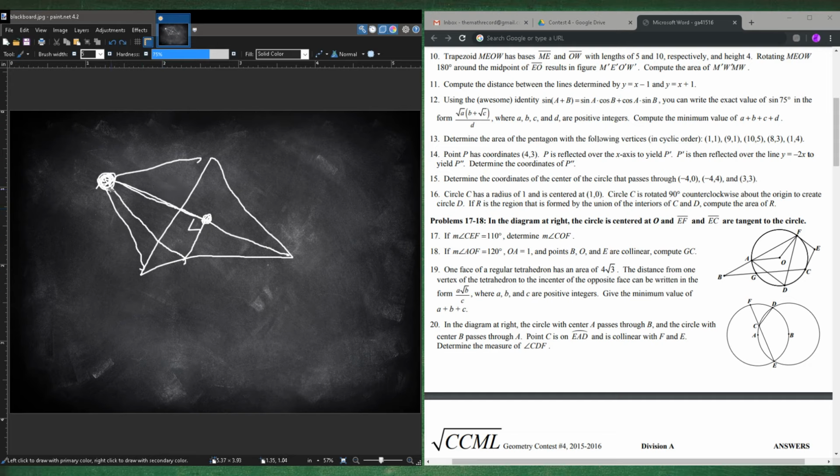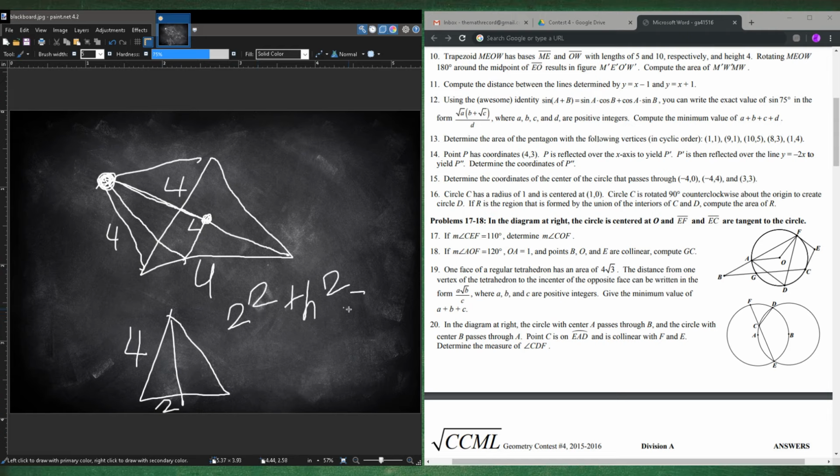And now we just need to find the height of this face. Since all these are equilateral triangles, every face is the same, so it's a regular tetrahedron. Then we just need to find the height of this. If that is 4, then half of this is 2, since it's the height. So 2 squared plus this height squared is equal to 4 squared. That's 16 minus 4 is 12. So h is equal to square root 12, which is just 2 square root 3. So the height is 2 square root 3.